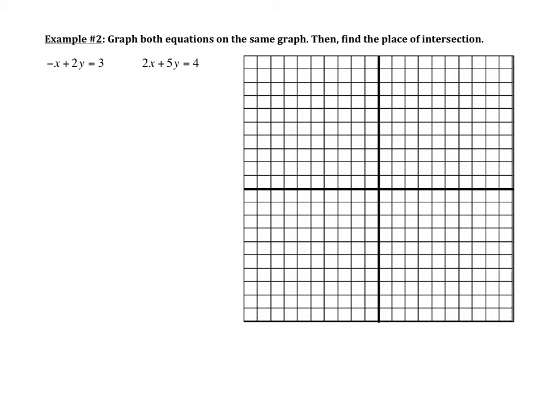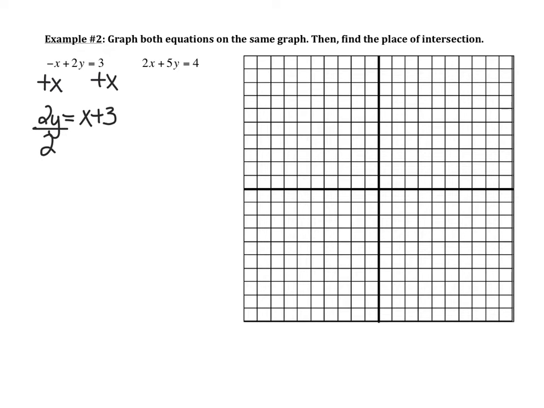This one will go a little bit quicker just because we've already seen from the first example how to do it. So again, we're going to graph both equations on the same graph, then find the place of intersection. And this problem will actually show the limitations of solving systems of equations by graphing. So just like last time, we have to first get the y values by themselves in order to graph it. So in our first equation, -x plus 2y equals 3, I'm going to add x to both sides. So I would end up with 2y equals, and again I'm going to put x first, plus 3.